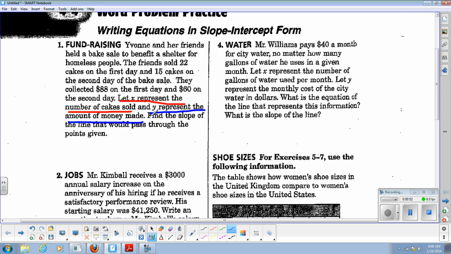What they're trying to say is you want to find the slope of the line that would pass through the points given. They're trying to tell you here that you're going to write two coordinates. One coordinate will be for the first day, the other coordinate will be for the second day. X is the amount of cakes sold on a day, Y is the amount of money they made on a day. You need to determine what the two coordinates are. One will be for the first day, the other will be for the second day. Make your t-table.